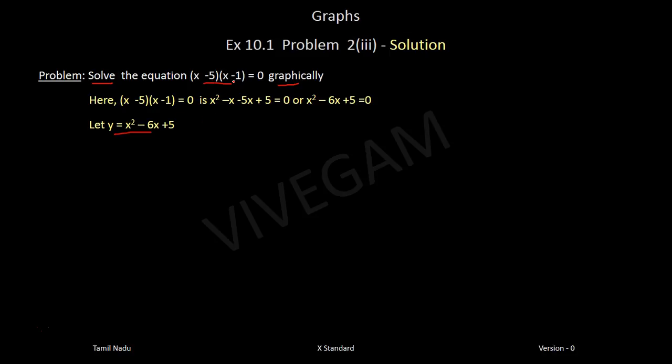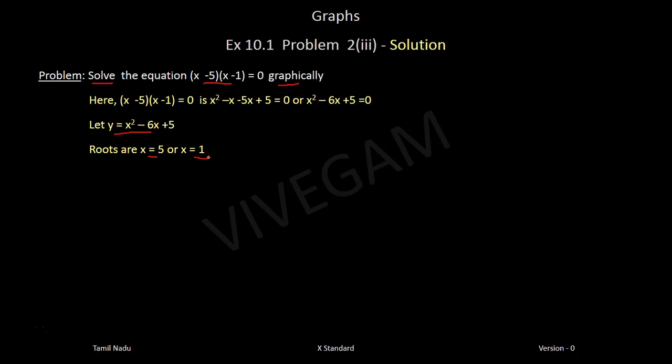But you can easily find it from this equation. A product of 2 is equal to 0, so either one of them is 0. So x minus 5 is 0 means you'll get x equal to 5, or when x minus 1 is 0, you'll get x equal to 1, which means the roots are x equal to 5 and x equal to 1. So our normal range, which we take as x equal to minus 3 to 3, will not work. We have to encompass these two values.